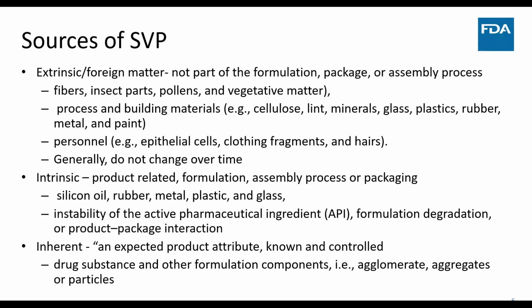And the last group of particles are inherent particles. Now, this might be quite similar to what you see in the intrinsic particle category. But in this particular instance, these particles are expected product attributes that we know and control. Examples are protein aggregates and agglomerates of probably our drug substance. So the bigger distinction between inherent and intrinsic particles is that inherent particles are expected, we know them, and we have to control them. We are controlling the amounts in our drug product.